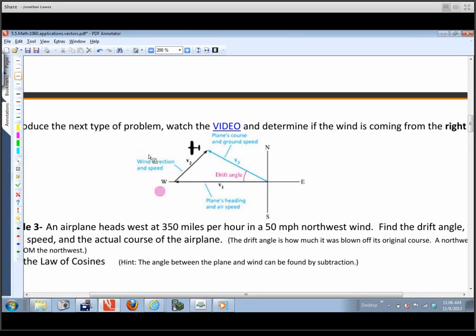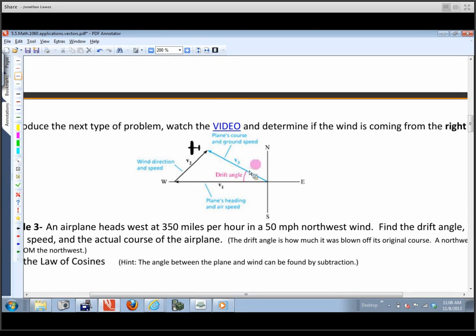We've got this wind vector that's pushing kind of from the southwest to the northeast. So it's kind of pushing against its path. It's blowing it off course. You'll notice the plane is still pointed in that direction right there, but it's getting blown off course.